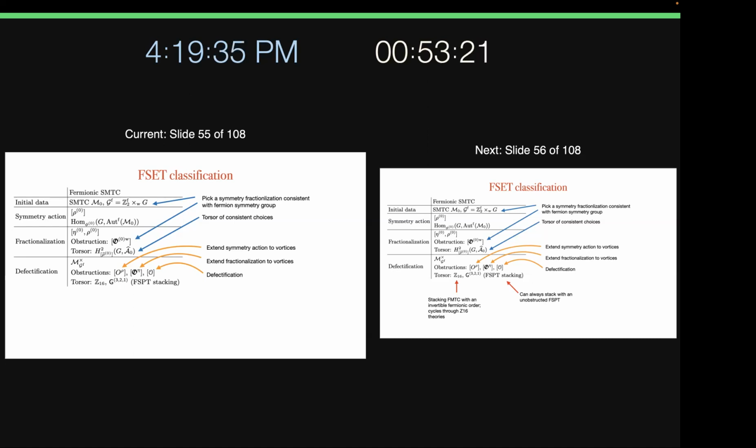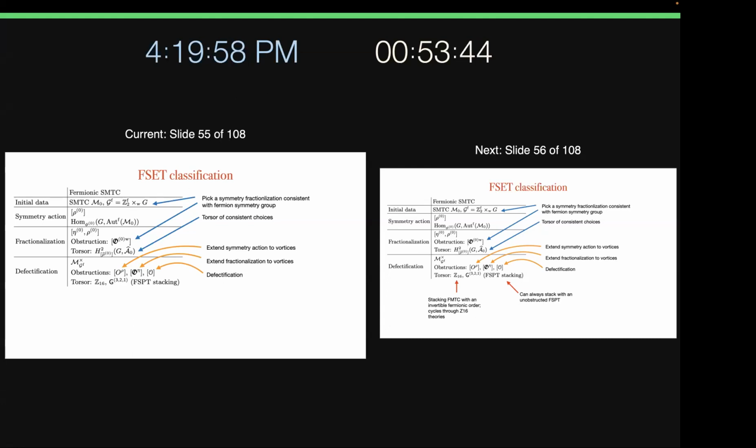What this fermion SPT stacking will do is change the symmetry action on the vortices by this vortex-permuting symmetry action. It will change the symmetry fractionalization on the quasi-particles and vortices by some Z2-valued cochain, and it can also glue in bosonic SPTs.